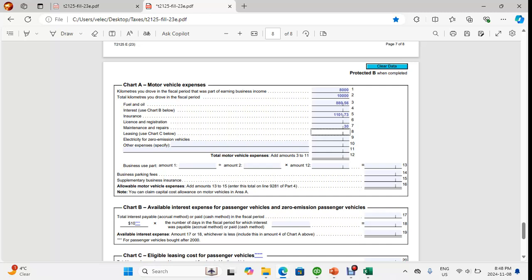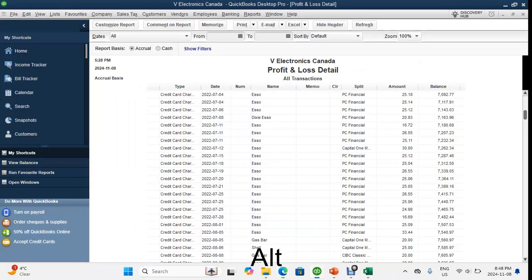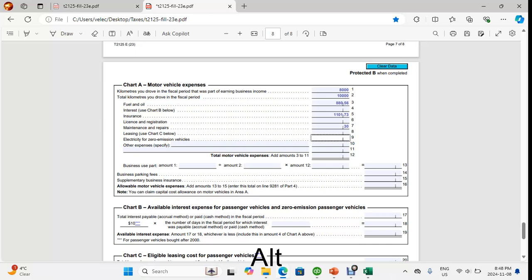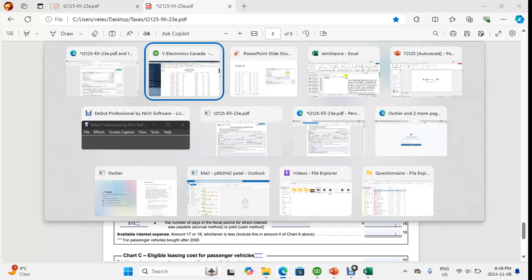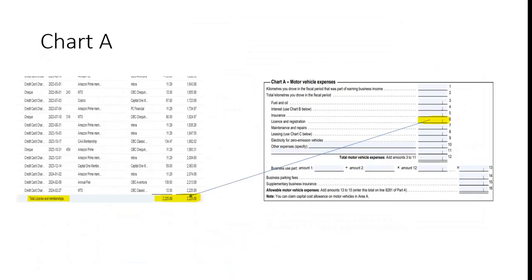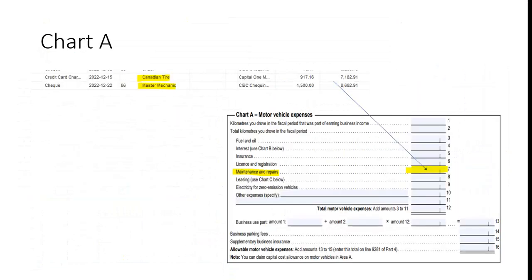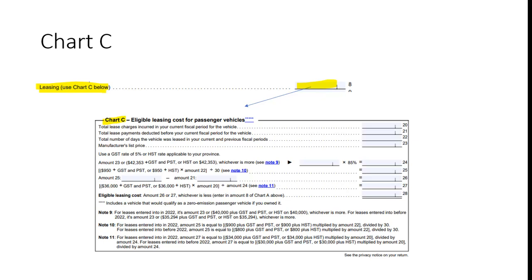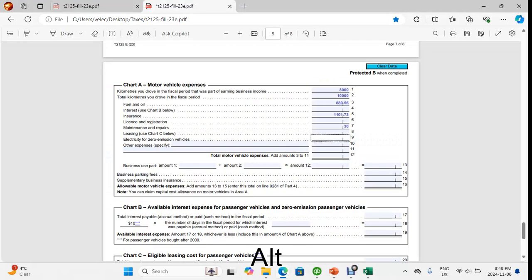Electricity for zero emission vehicles. So if you drove an electric vehicle such as a Tesla, you will need to type in a total that you paid at the charging pumps. Let's say, in this case, we'll leave it as 0.